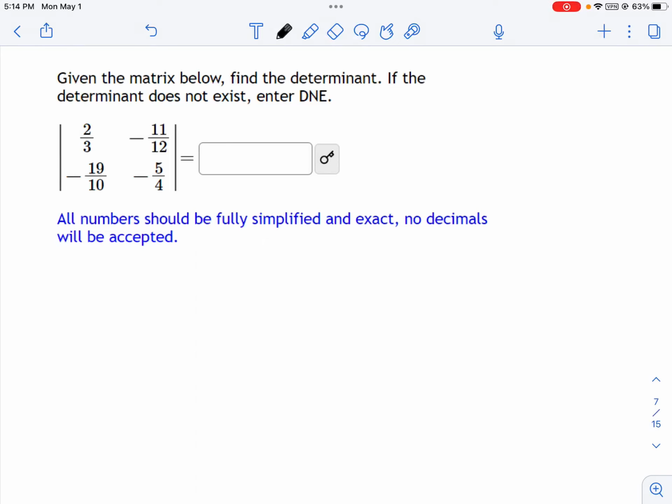Hello and welcome. So given the matrix below, find the determinant. If it doesn't exist, enter DNE.